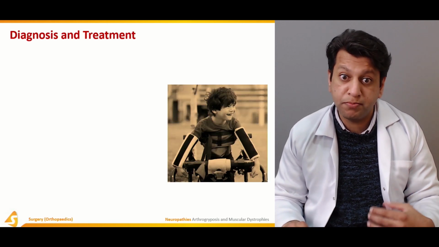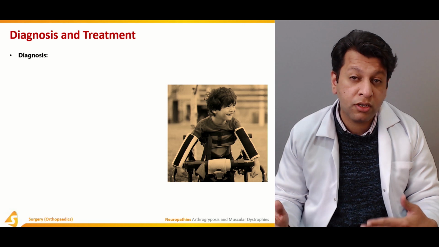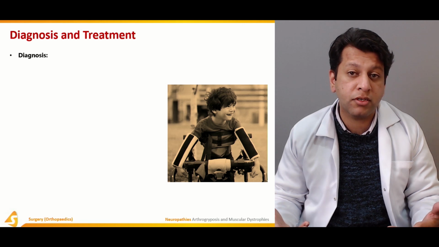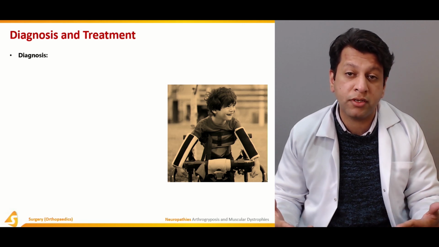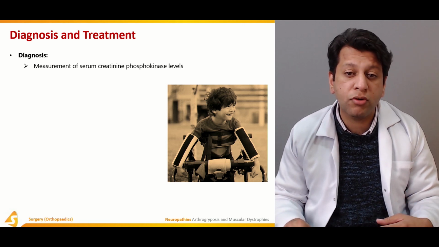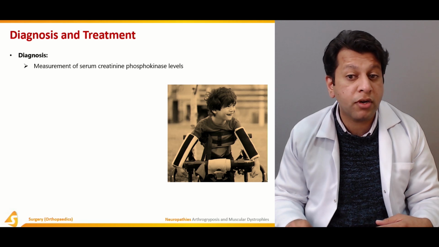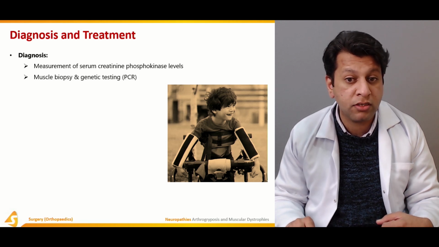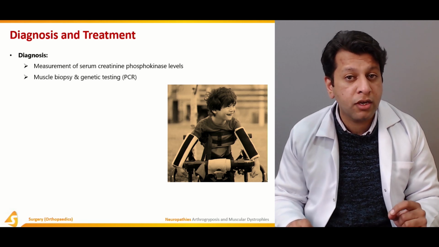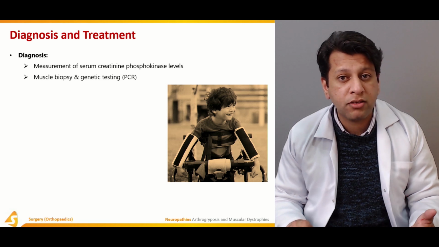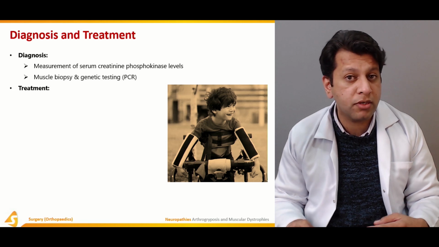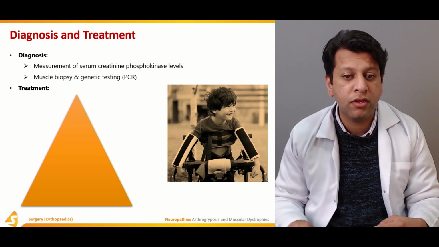How to diagnose them? There is the history and the classical clinical signs. Usually the parents report that the child has a delayed history of milestones and is unable to walk. Then there is the measurement of serum creatine phosphokinase levels, which are markedly raised. A muscle biopsy of the quadriceps is done, and genetic testing is done for dystrophin protein; the DMD gene on the X chromosome is usually absent in Duchenne muscular dystrophy.